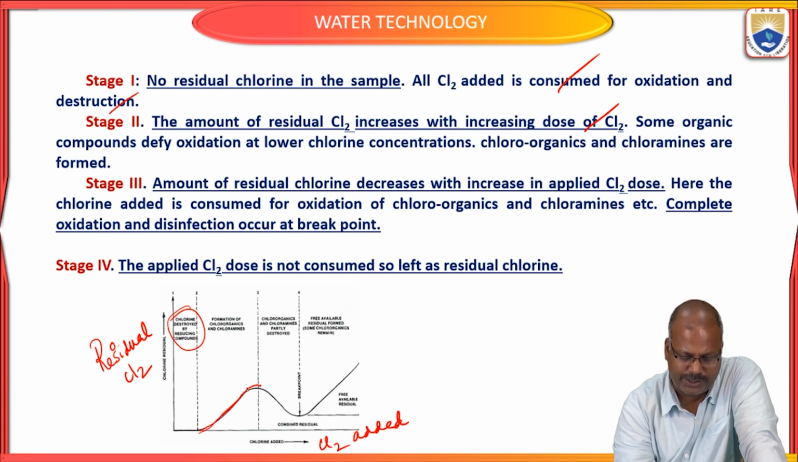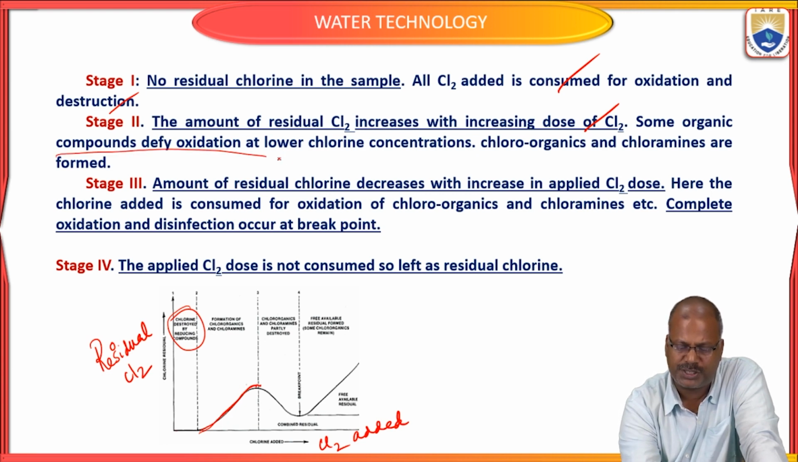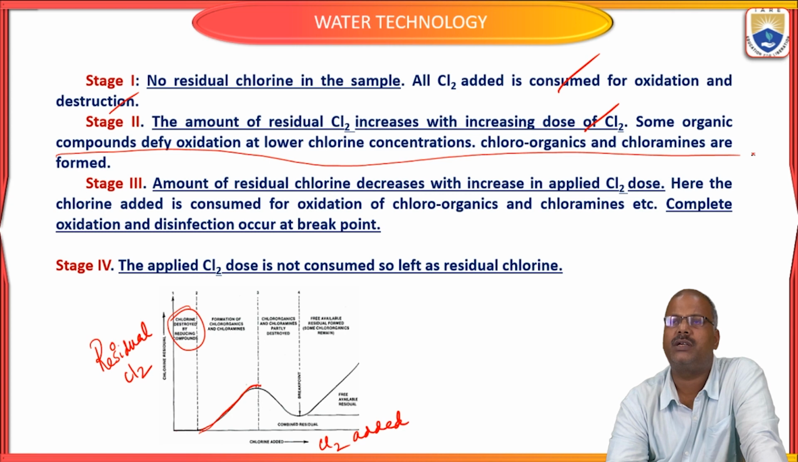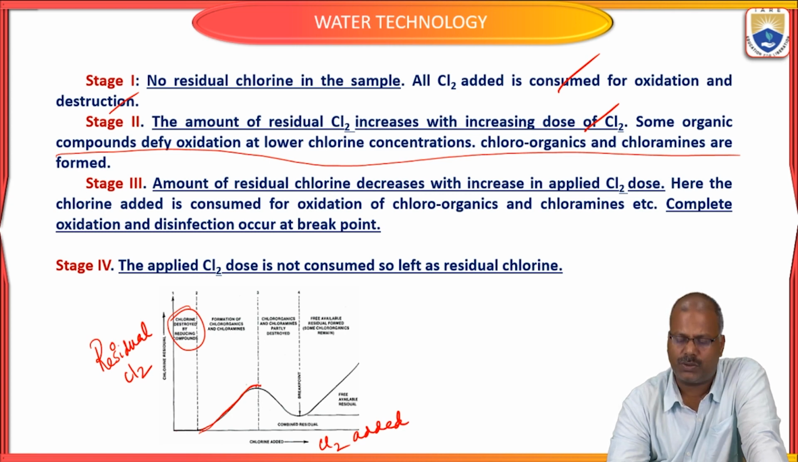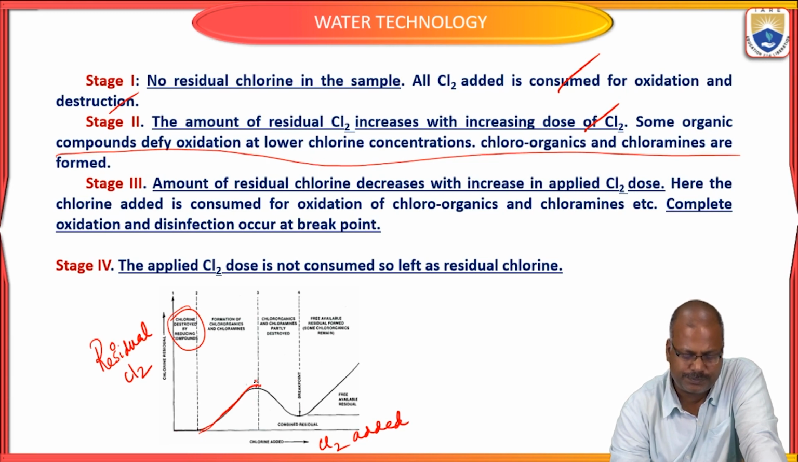Next, the amount of residual chlorine increases with further addition of chlorine, because some organic compounds defy oxidation at lower concentration. So chloroorganics and chloramines are formed.